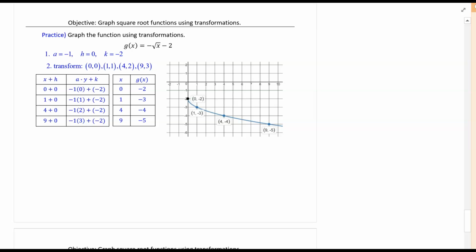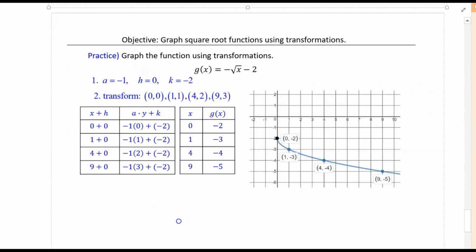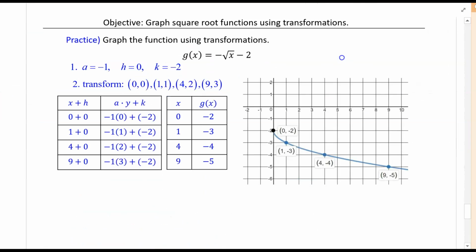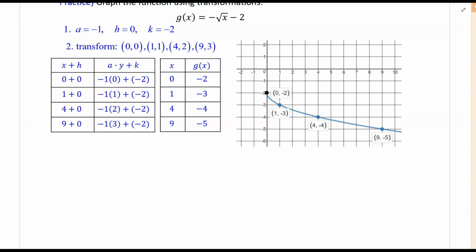All right, guys. So here's the solution. You should have had 0, -2, 1, -3, 4, -4, and then 9, -5. And then your curve should have been going downwards. And then don't forget to draw your arrow at the end over there. Okay?